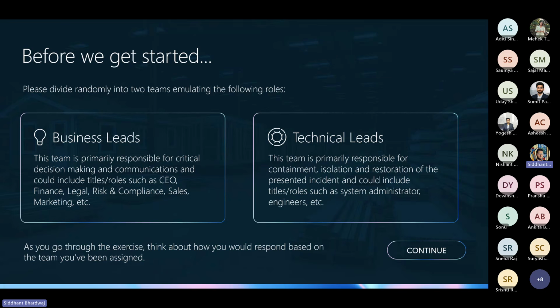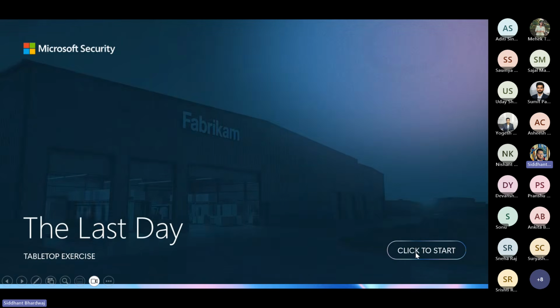Now, before we get started, let's divide each one of us as business leads as well as technical leads. From your perspective, what would be the answer? Please let us know in the chat. You'll have to select options from A to E, and please listen to the scenarios carefully. Depending on the scenario, what do you think is the best option in a particular case? You let us know. Let's start.